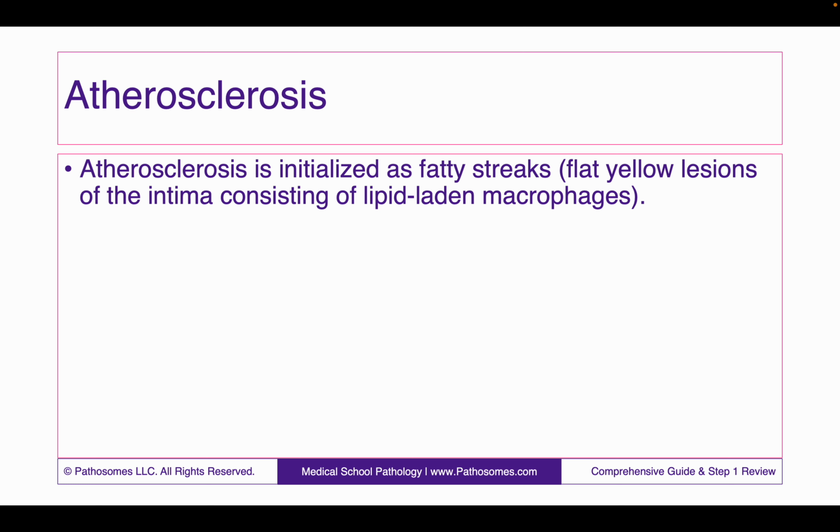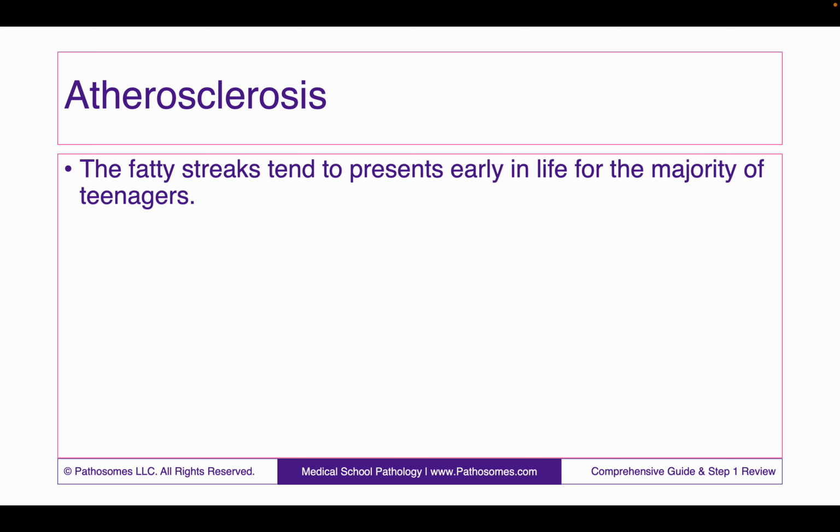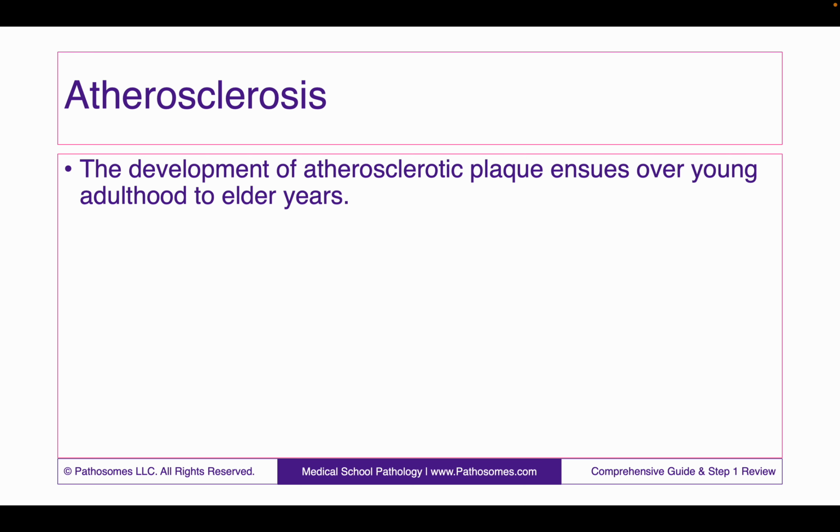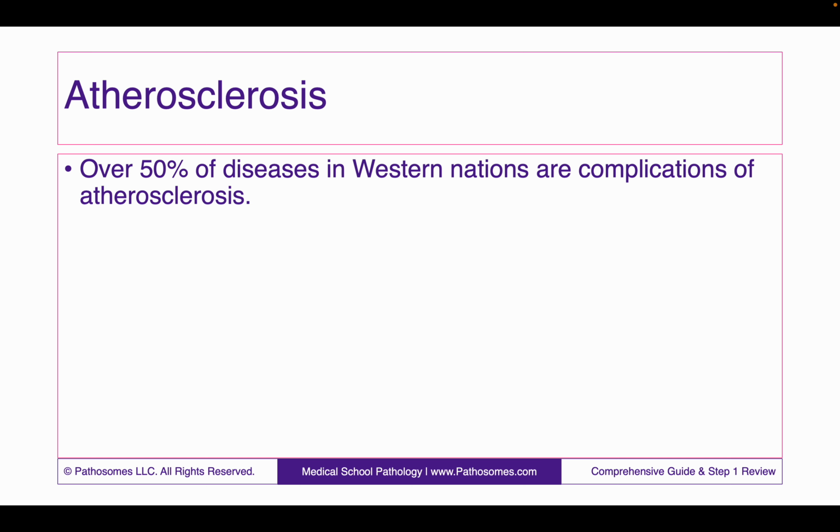Atherosclerosis is initialized as fatty streaks, which appear to be these flat yellow lesions of the intima consisting of lipid-laden macrophages. The fatty streaks tend to present early in life for the majority of teenagers. The development of atherosclerotic plaque ensues over young adulthood to elder years. Now, over 50% of diseases in Western nations are complications of atherosclerosis. Can you believe that? 50%.